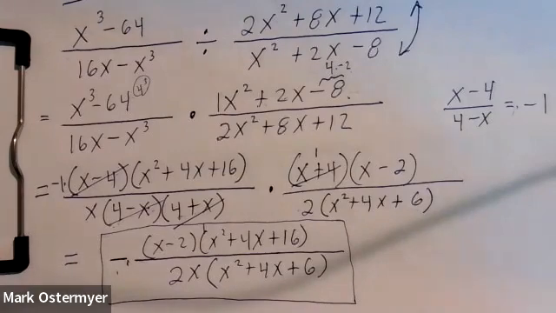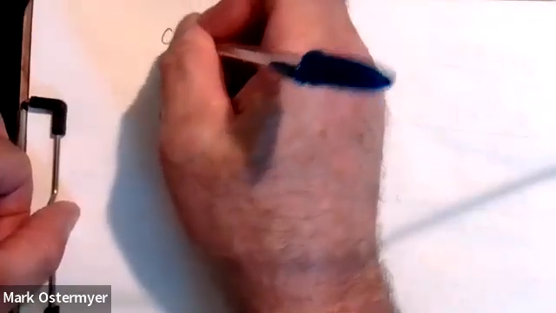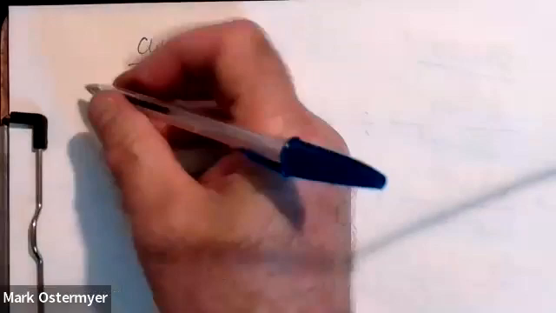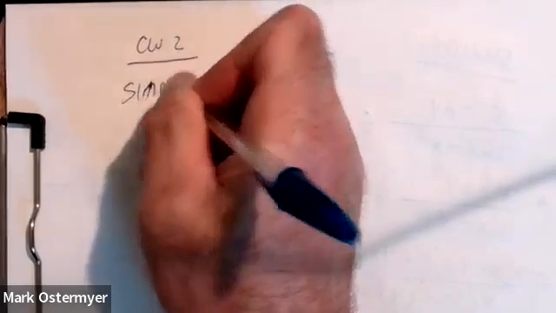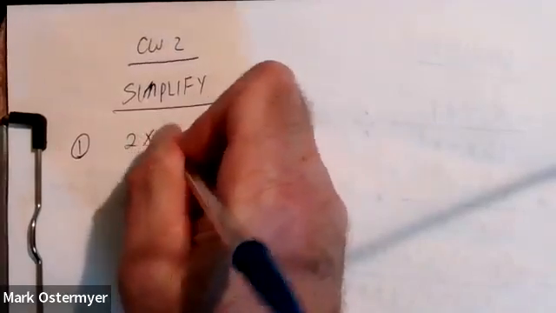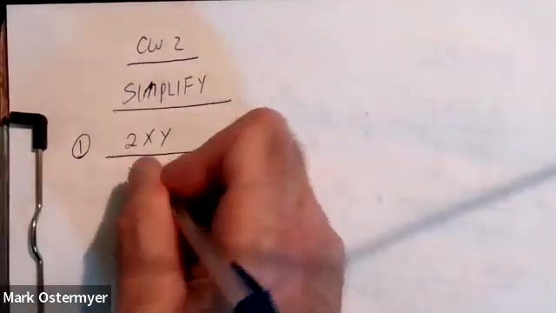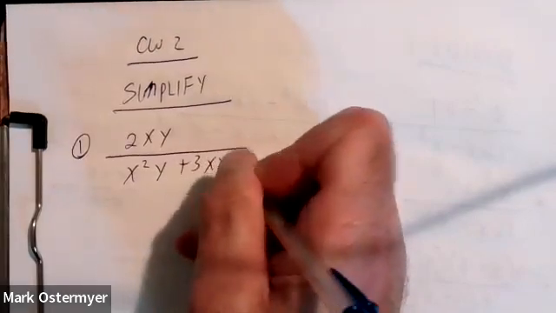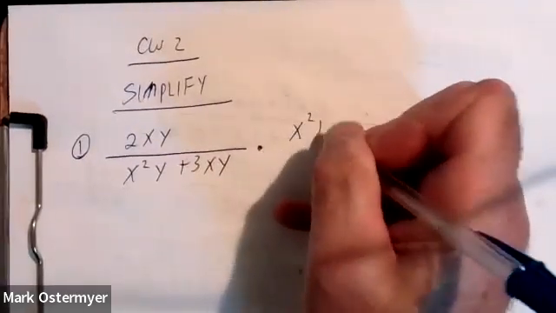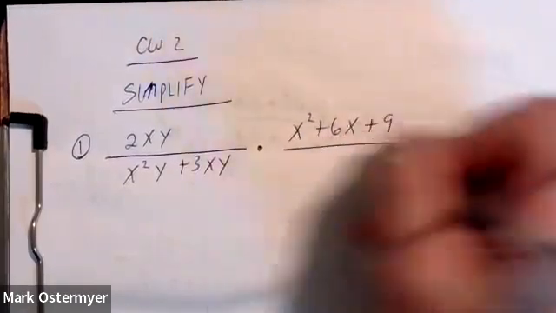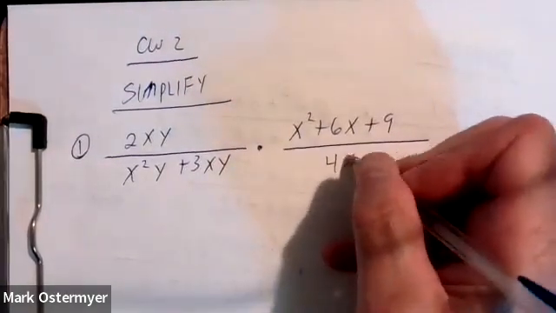All right. I'm going to give you a classwork number 2 now. Let's see if you can do this second classwork. Call it classwork 2. I would like you to simplify both these here. So number 1, we got 2xy, and that sits over x squared y plus 3xy times x squared plus 6x plus 9 over 4x plus 12. Okay, you can do that one there.